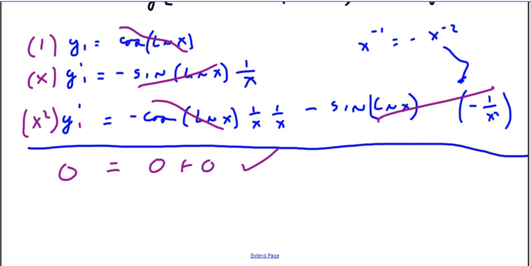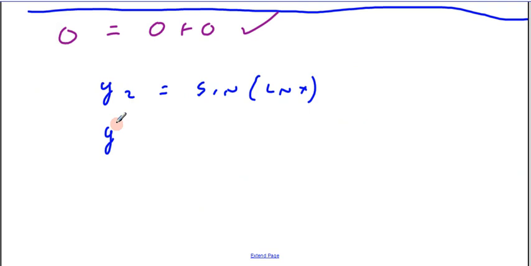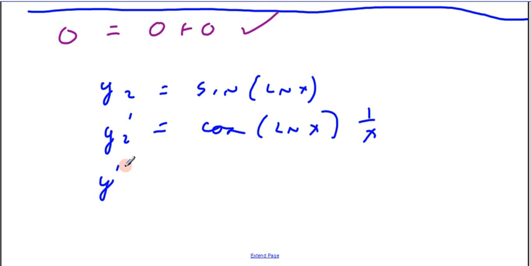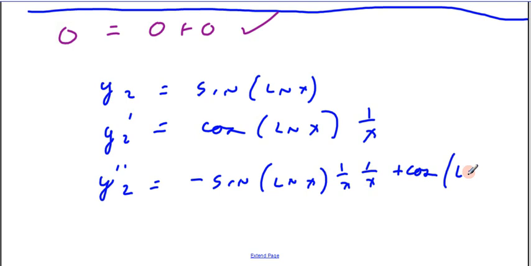y2 is equal to sine natural log x. y2 prime is cosine natural log x times 1 over x. y double prime 2 is minus sine natural log x times 1 over x times 1 over x, plus cosine natural log x times minus 1 over x squared, and that's in parentheses because we're multiplying.